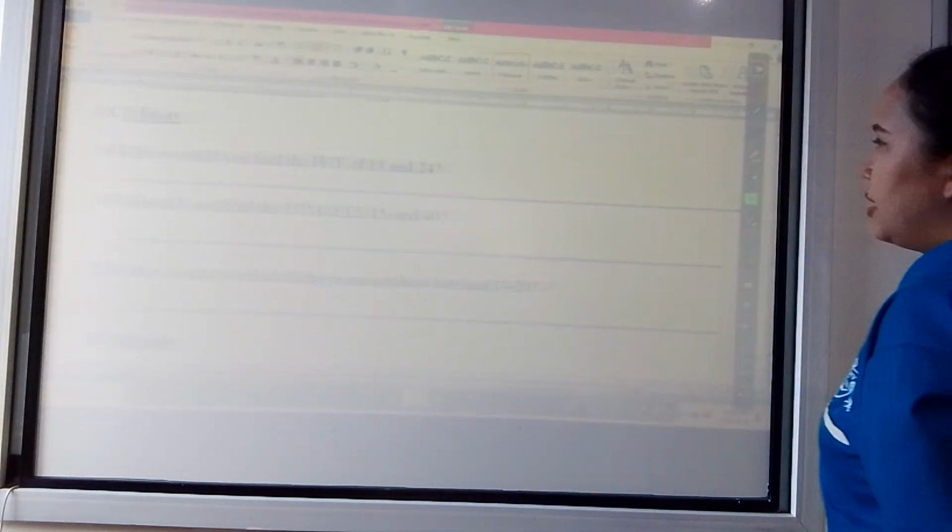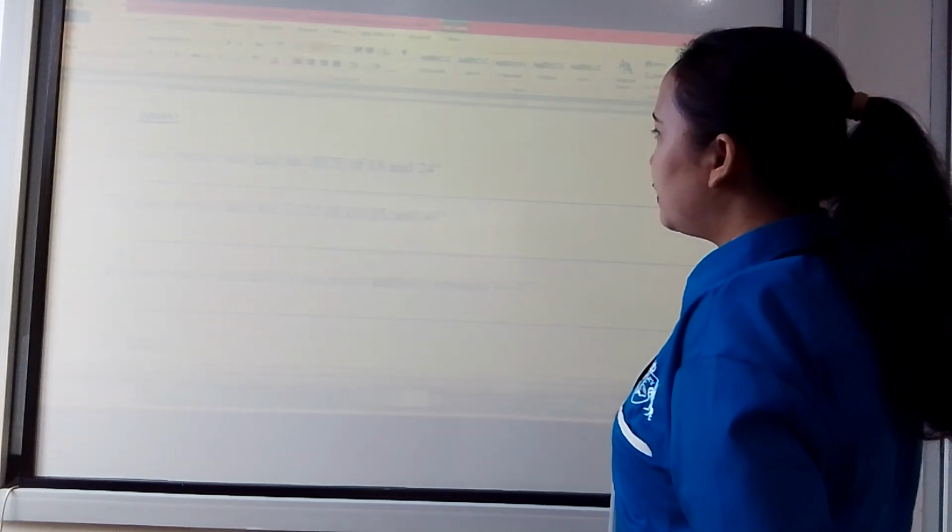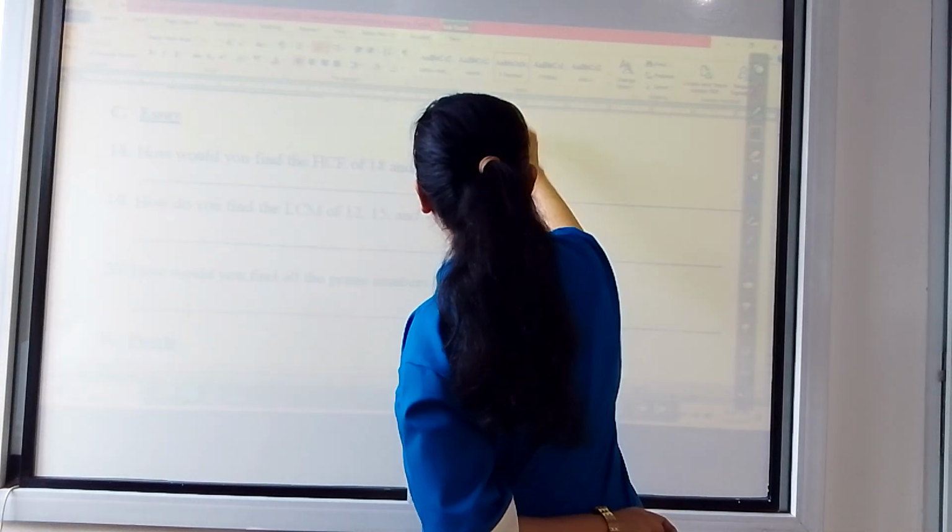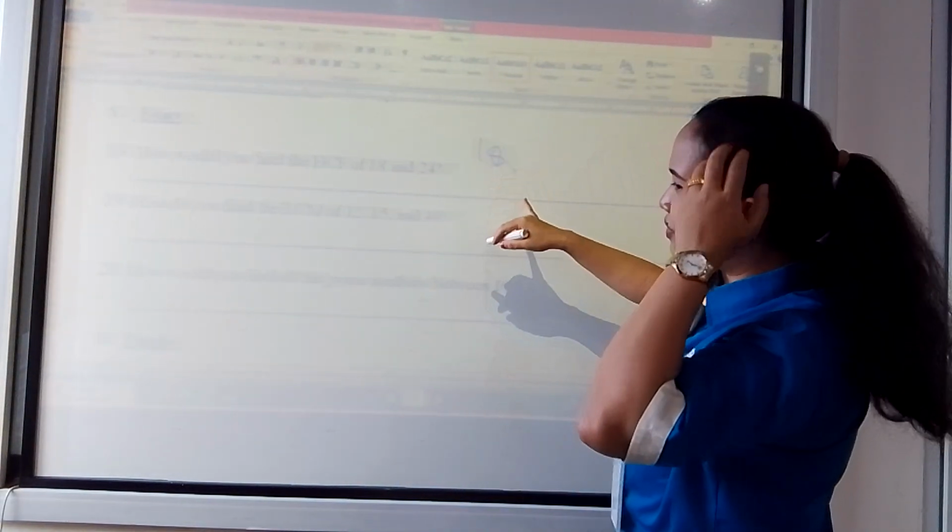How would you find the highest common factor of 18 and 24? Okay, so in an example like 18, can you make it smaller on the side? Because what I write here is different.